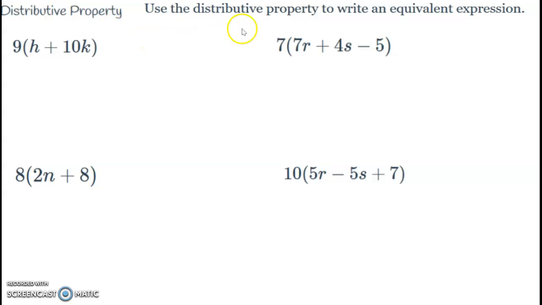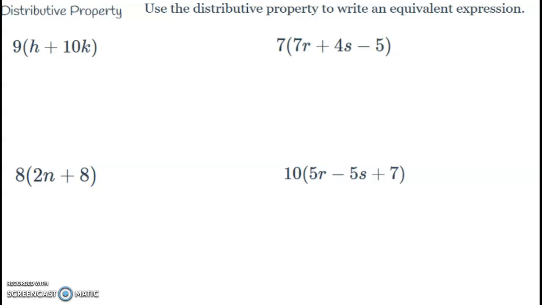Okay, so we're going to use a distributive property to write an equivalent expression. Here we have numbers outside of the parentheses, and notice that they're up next to them. That means you're multiplying, but you're not just multiplying against one of the terms, you're multiplying against every term inside the parentheses. So let's take a look at our first one here.